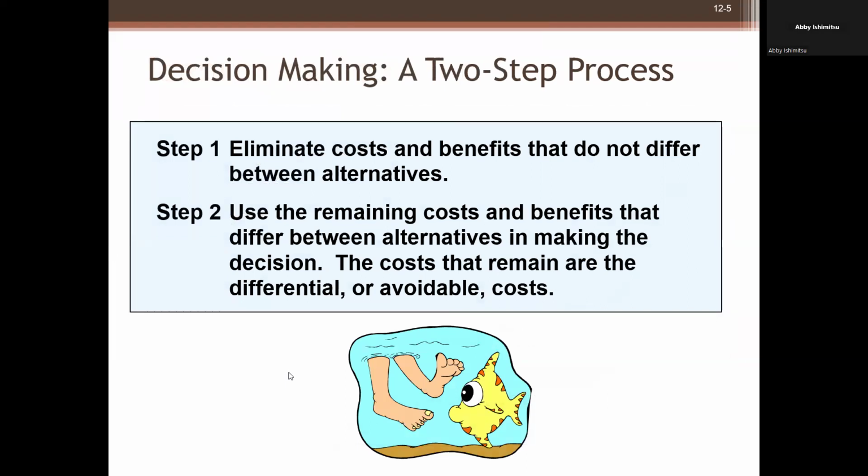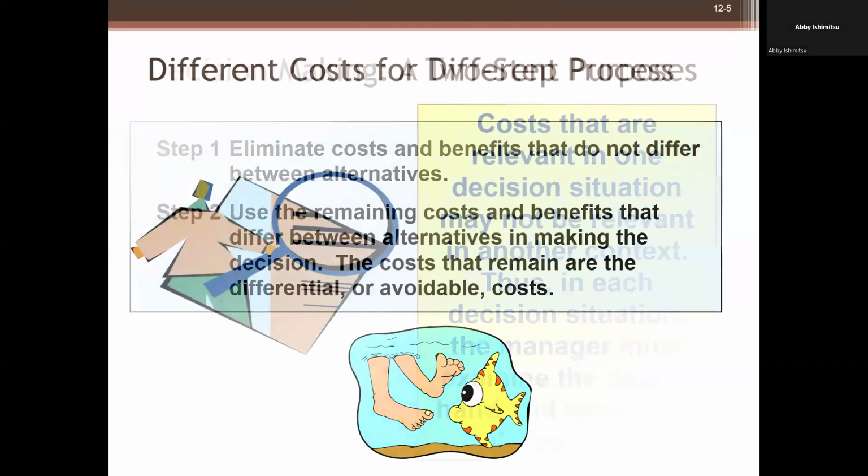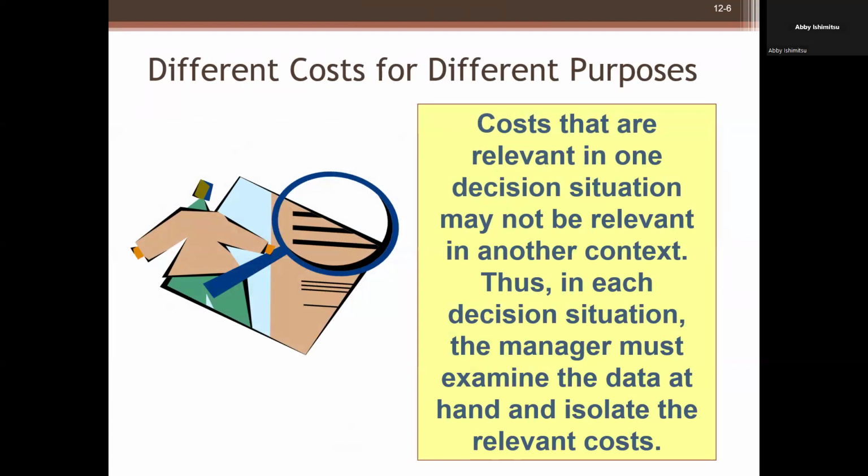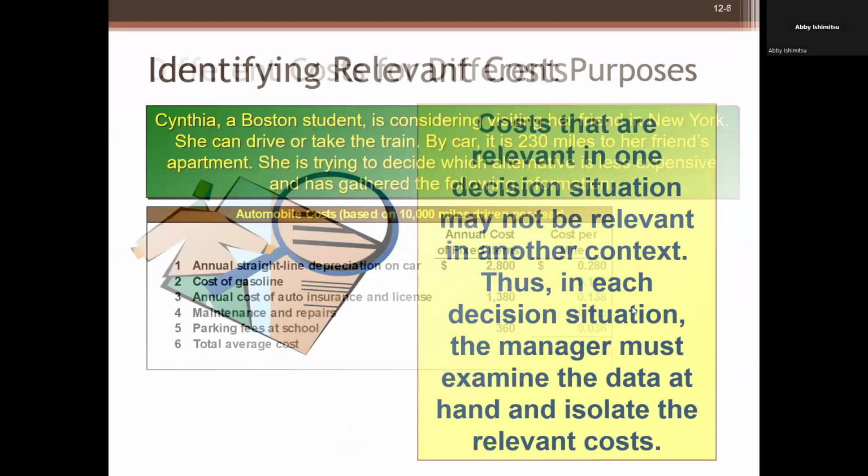Okay, so decision-making, eliminate the cost and benefits that don't change and use the remaining cost and benefits to make your decision. And your decision rule is, did profit go up if we use this one, or did costs go down if we use this one? So something to remember is if you memorize what is an example of a relevant cost, it may not be relevant in another decision. So just be mindful of that.